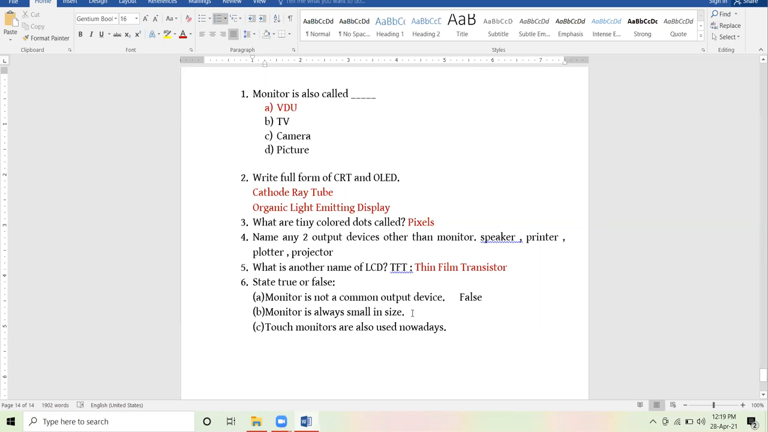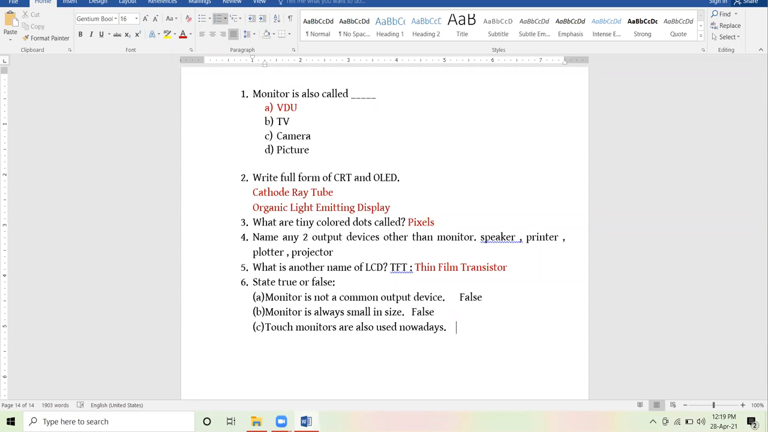Monitor is always small in size. Monitor is always small in size. Yes, Lavanya? False. Very good, Lavanya.